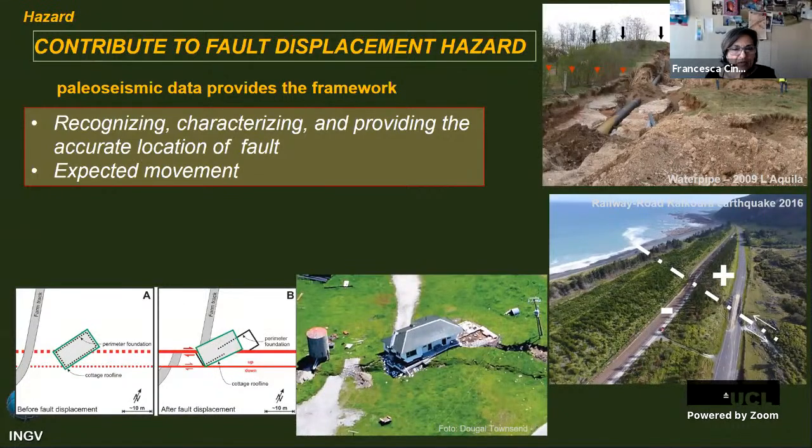The fault displacement hazard will be the focus, the topic of the next lecture by Paolo Boncio, but I want just here to make some observations from a palaeoseismic perspective on this. Because palaeoseismic data provides the framework, let's say, for fault displacement hazard, recognizing, characterizing, and providing the accurate location of the fault, and also estimating the expected movement.